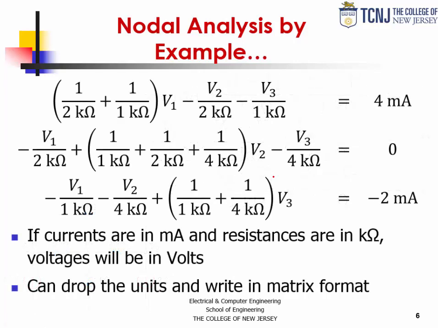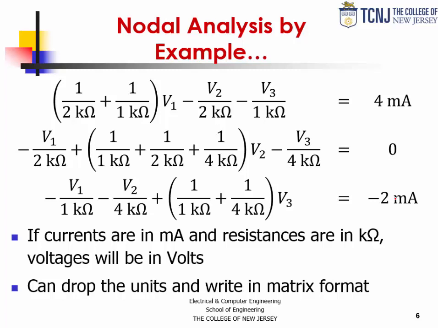So once I have that manipulation done, I can see that I have a constant times V1, a constant times V2, and a constant times V3 equals a constant. And same with the other two equations. A constant times V1, a constant times V2, and a constant times V3 equals another constant. So what I'm doing is manipulating each equation to have each of the node voltages multiplied by a constant. And the same here for the third equation: constant times V1, constant times V2, and a constant times V3 equals a constant.